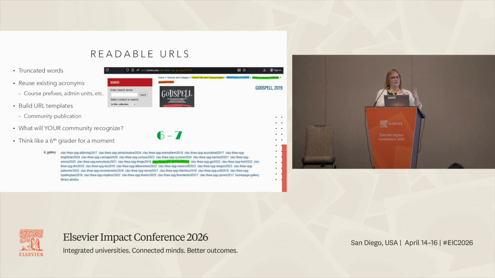A big thing for this is reuse existing acronyms that you have. All of your colleges and units and departments already have snazzy little acronyms or abbreviations that they already use that people will recognize. And that will build a nice URL template that you can then apply to all of your current structures and all future structures. And think about what your community itself is, what they're going to recognize when you're creating those URLs, so that it makes sense to them that, yes, okay, this is where I will find theses and publications or whatnot.